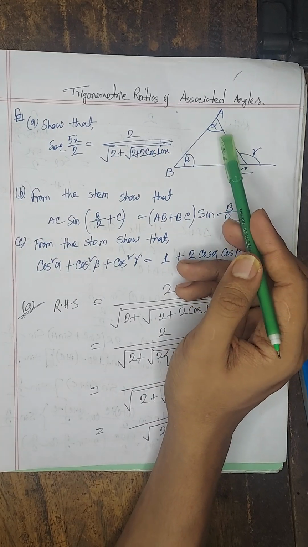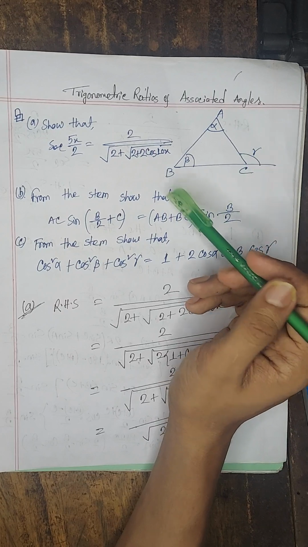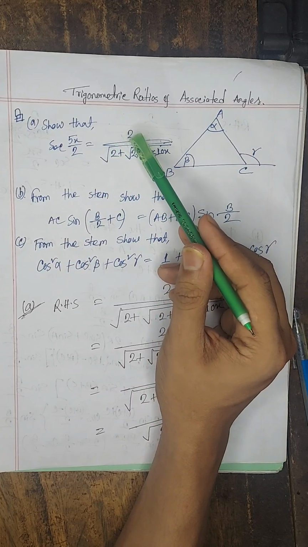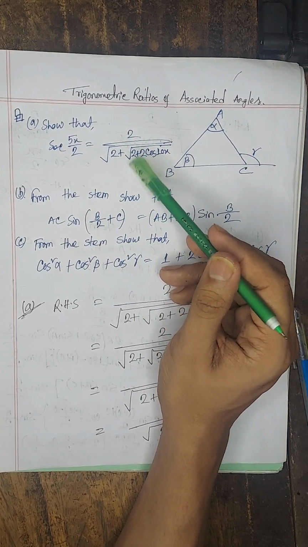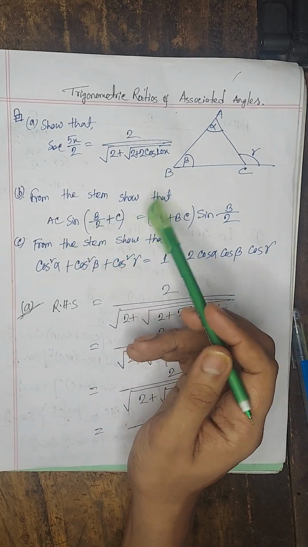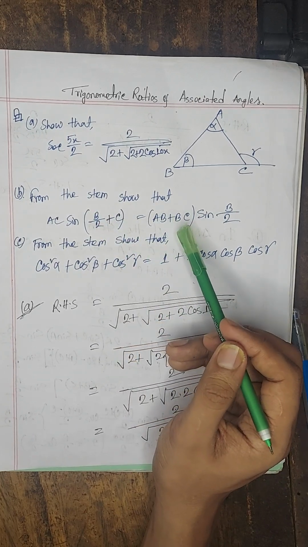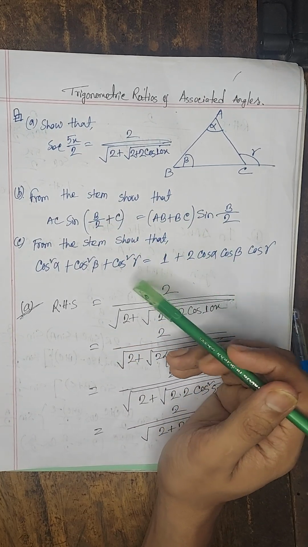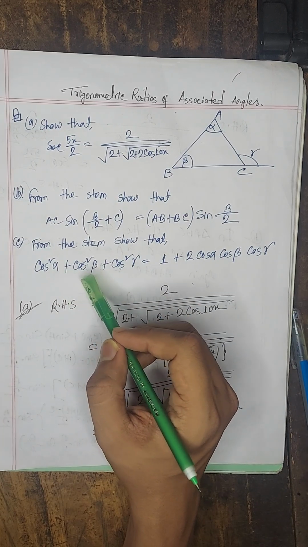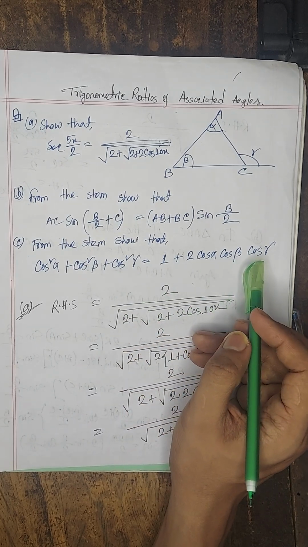Here, our first problem: we are given a triangle and three angles alpha, beta, and gamma. First, we have to show that sec 5x by 2 is equal to 2 by root over 2 plus cos 10x. Then from the stem we have to show that AC sin B by 2 plus C is equal to AB plus BC times sin B by 2. We also have to show that cos square alpha plus cos square beta plus cos square gamma is equal to 1 plus 2 cos alpha cos beta cos gamma.